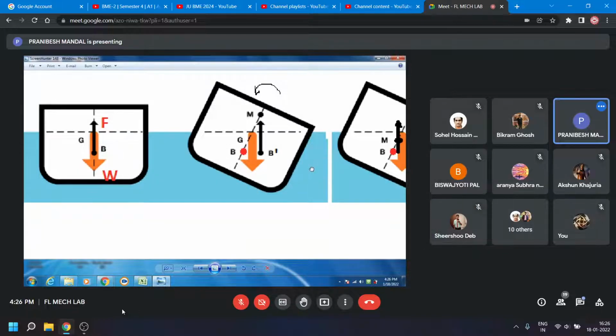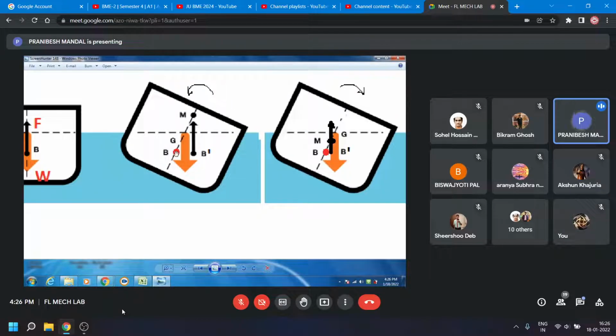But it can also happen now that the center of buoyancy is not displaced so much, but it has been moved a very small way. It could have happened, yes or no? Yes sir. Then also the two forces wouldn't act along the same line, but they would have had a clockwise moment, yes or no? Yes sir.